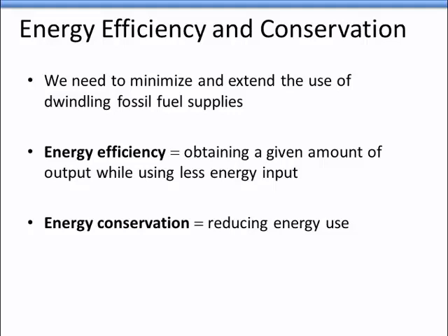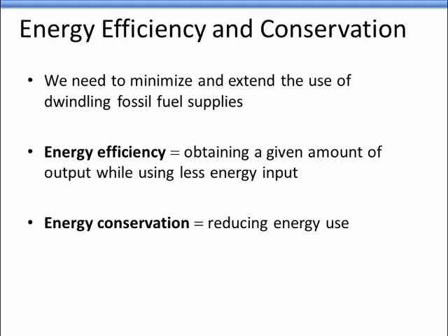Energy efficiency is obtaining a given amount of output while using less energy input. Considering a good deal of energy is lost as waste, we can use technology improvements to improve energy efficiency. Energy conservation is quite simply reducing energy use. Energy conservation results from behavioral choices. By being less wasteful and prolonging the fossil fuel supply, we can avoid some difficult energy decisions.